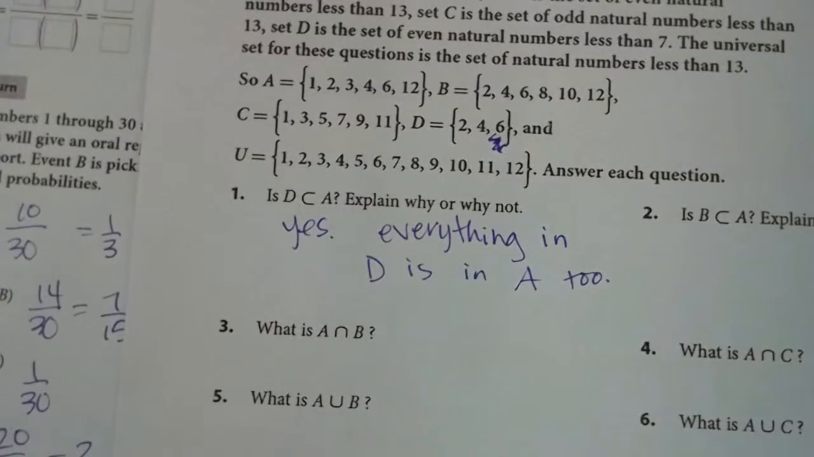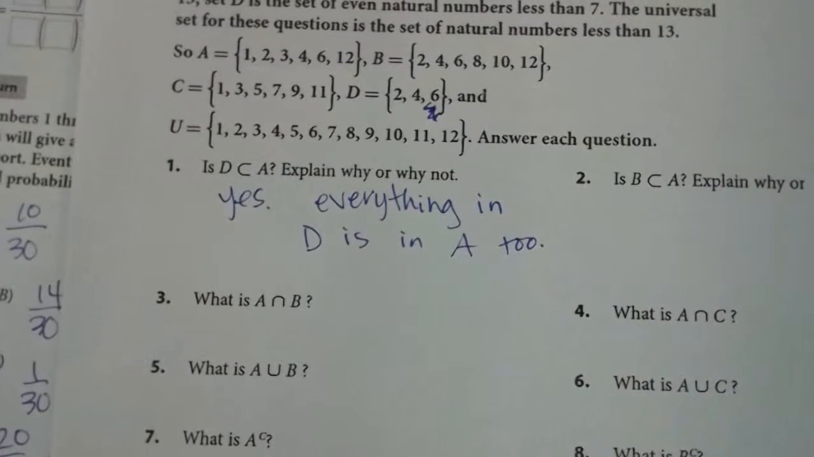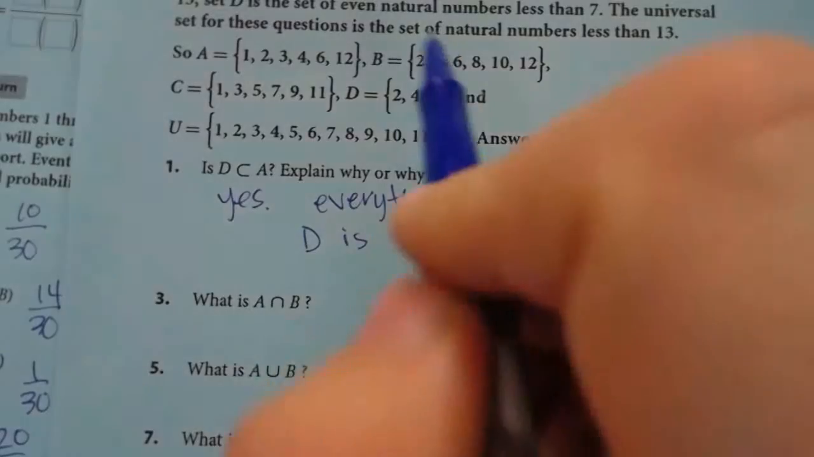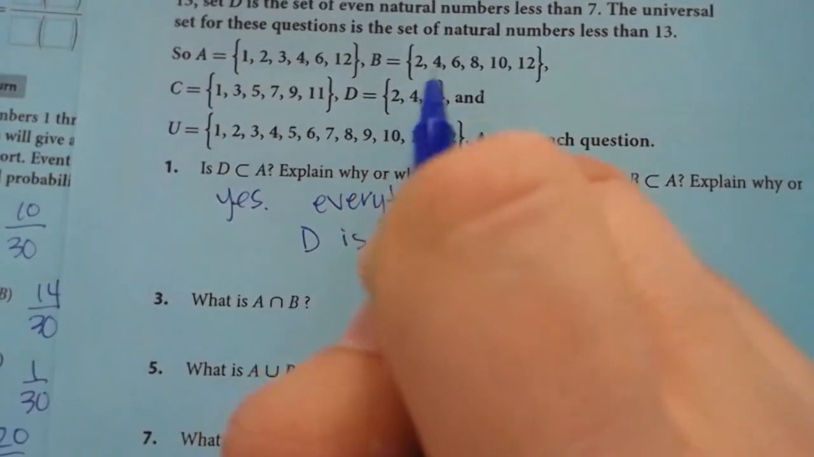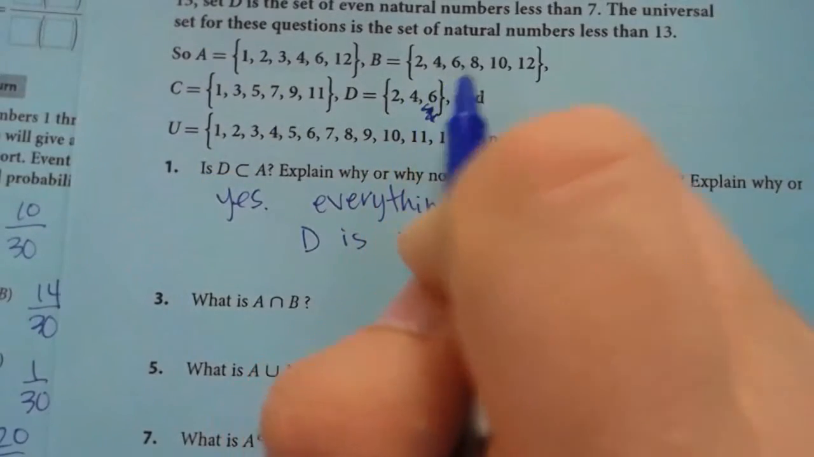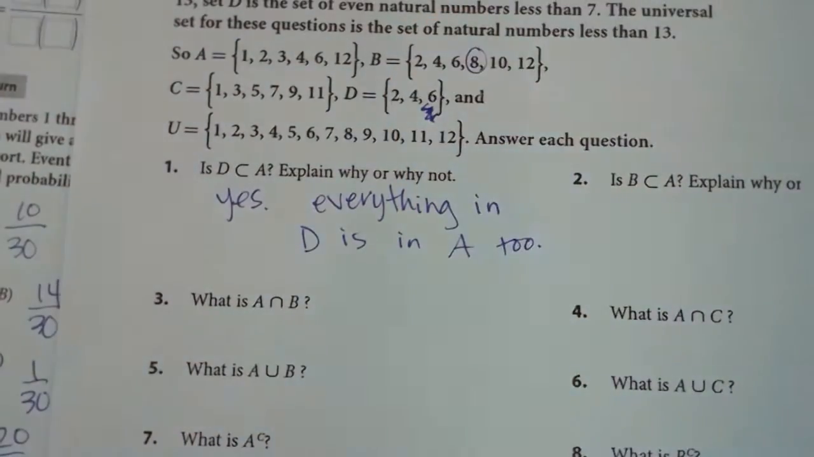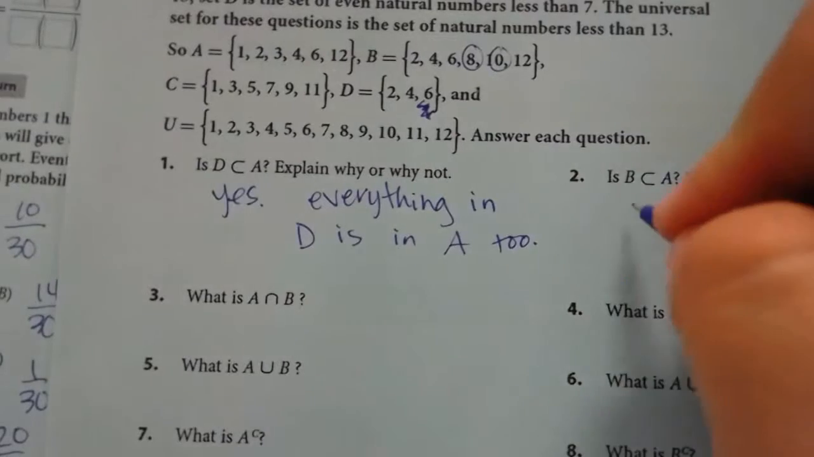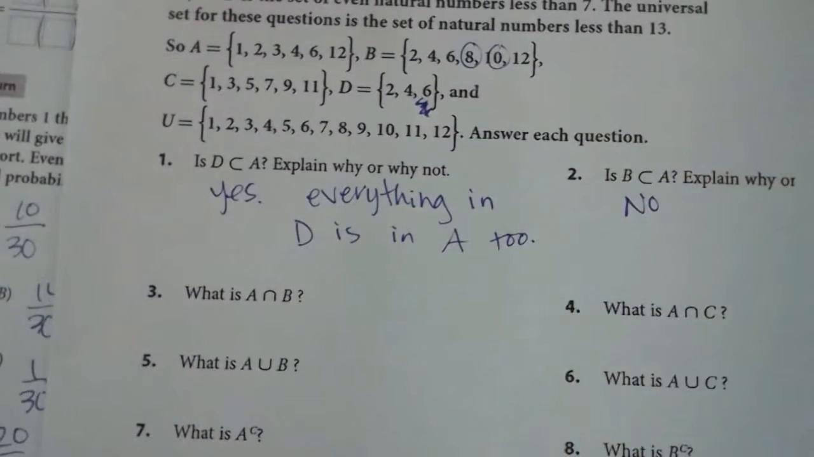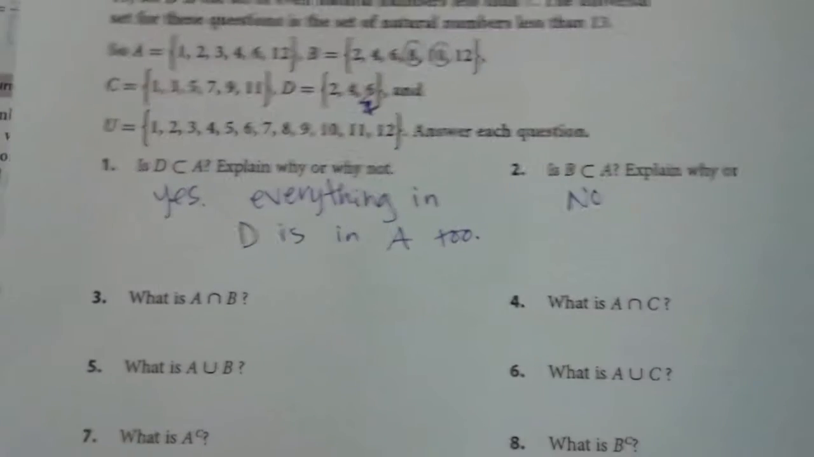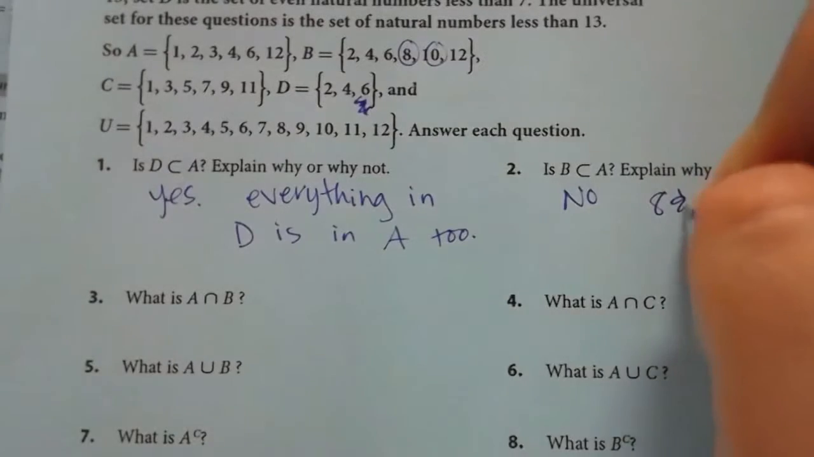So what did you guys get for 2? Is B a subset of A? No. Is everything in B also in A? 2 is, 4 is, 6 is, but 8 is not. And neither is 10. So because 8 and 10 are not in A, I'm going to say no, it's not a subset.